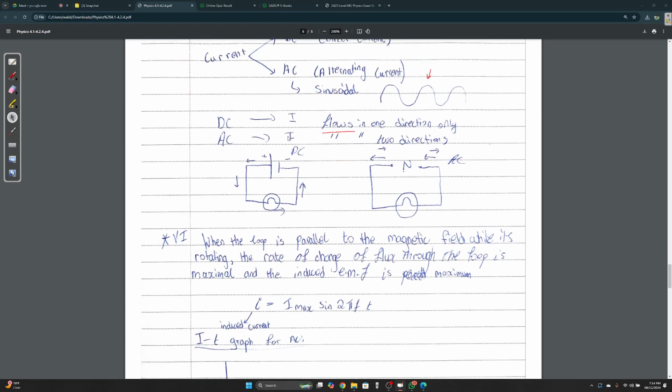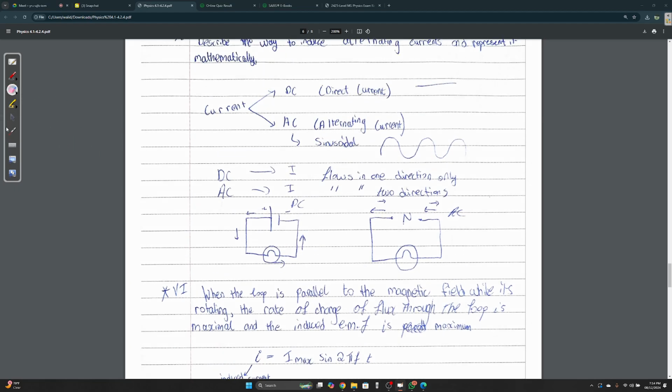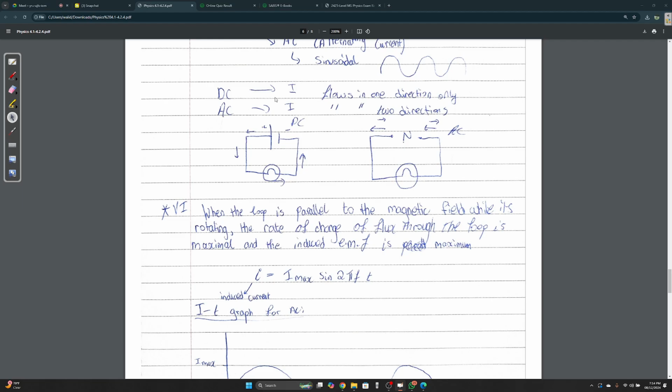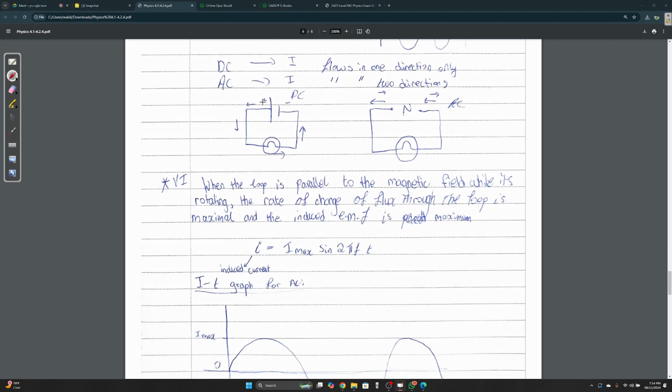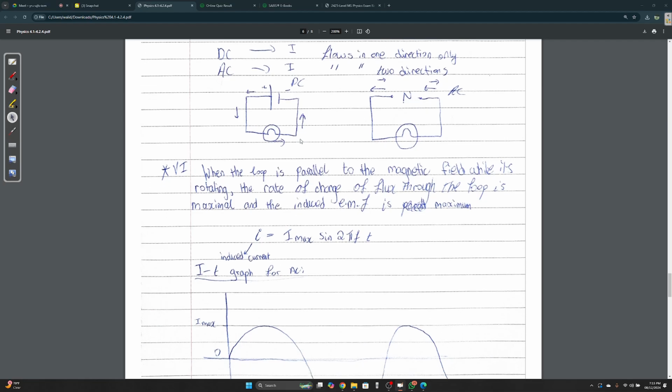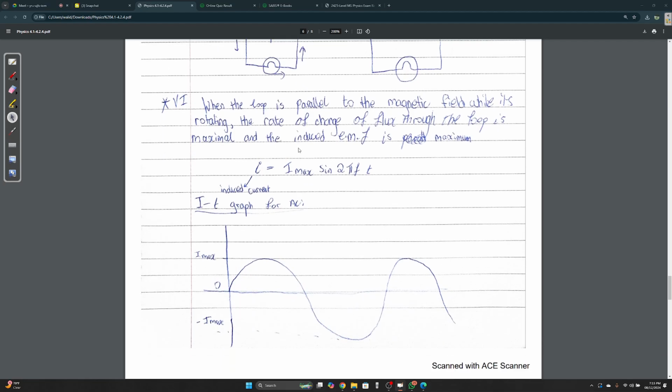What's the difference between DC and AC? In DC, the current flows in one direction. In AC, the current flows in 2 directions. So in DC, it's our normal current from positive to negative. But in AC, this is how it looks. It moves in both directions, with this being your power source. So you need to know this.